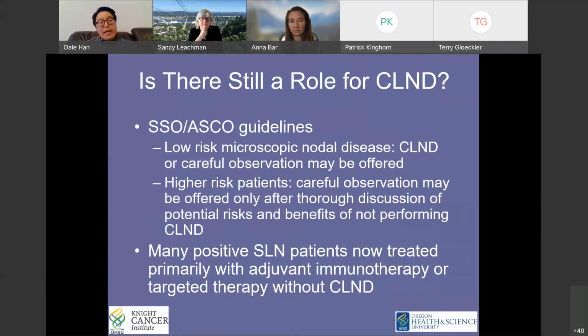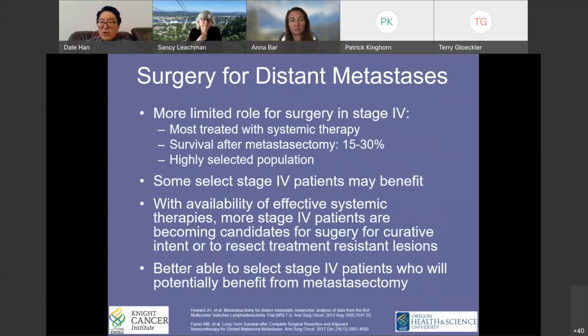Now, the other thing to note is that many positive sentinel node patients are now treated primarily with adjuvant immunotherapy or targeted therapy, meaning therapy you take either orally or through your veins, without having a completion lymph node dissection. I'm almost done. I have 3 more slides here.